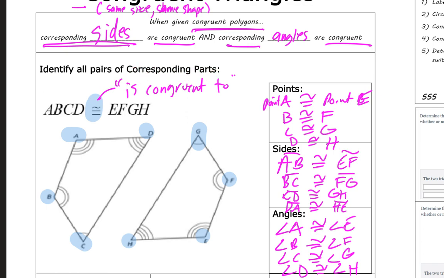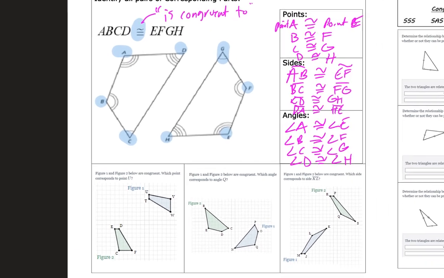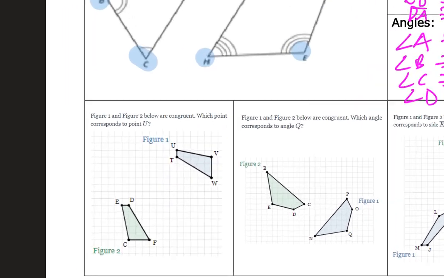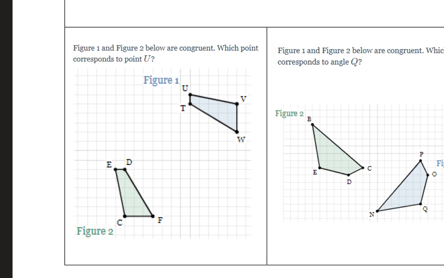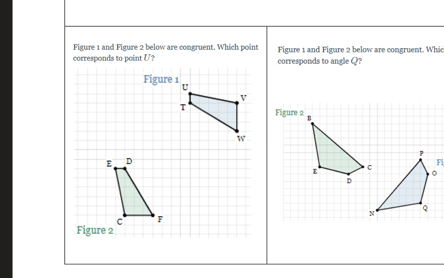All right, so let's get right into some Delta Math practice on that. Okay, so let's take a look over here. It says figure 1 and 2 are congruent. So we're told that those are congruent. So now we can say which one is the corresponding point to U. Let's look, U is right over here. If we notice, this is the short part, this is only 1 unit. Well, which side only has 1 unit? That's going to be right over here.